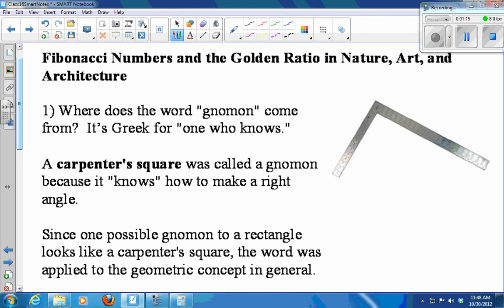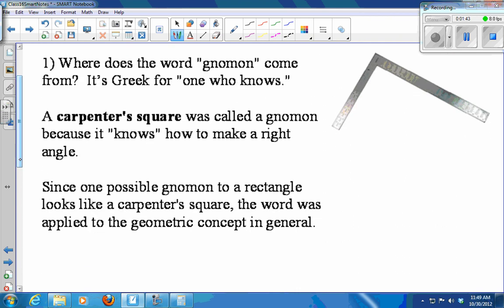And I just thought I'd tell you where the word gnomon comes from. It's Greek for one who knows. And a carpenter's square, which looks like this, was called a gnomon because it knows how to make a right angle. And one possible gnomon to a rectangle is an L. It looks like a carpenter's square. So the word was applied to the geometric concept in general. So that's where gnomon comes from.